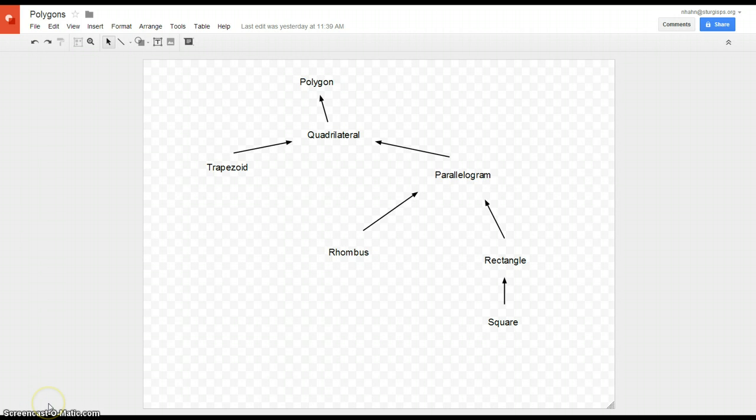A polygon is any closed shape that has straight sides. So polygons cannot have any openings and they must have straight sides. So a circle or an oval will not be a polygon.